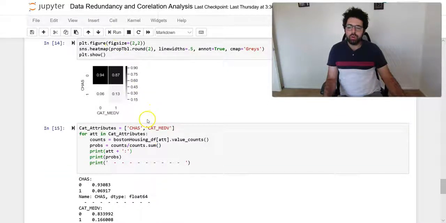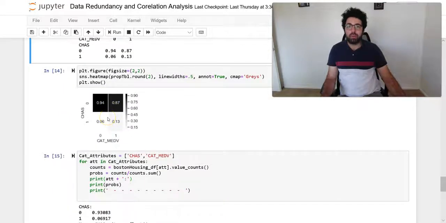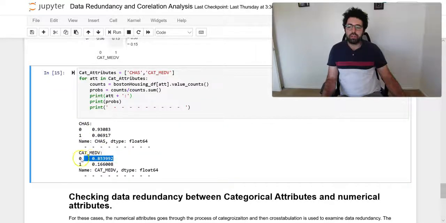Also, before looking at some of these values, you can see that most of the data, for both cases, is skewed. Most of the neighborhoods are not close to the river, and also most of the neighborhoods are not very rich. So this is another thing you want to pay attention to when you're looking at these values. You can see 93% are 0, and also 83% are richer neighborhoods.